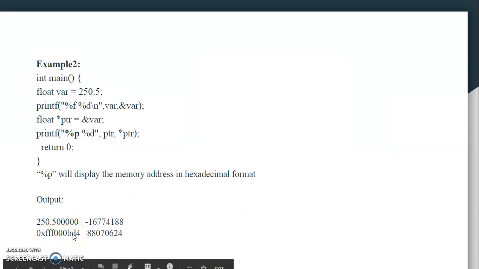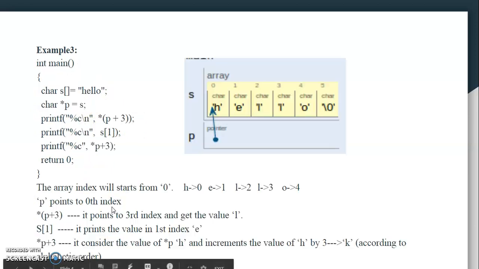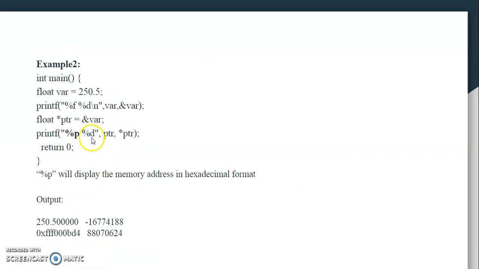Okay, and next we are printing *ptr, that is you will fetch the value at the address. Since I have given %d, it is showing some garbage value, because the value stored in var is in float data type, but I am trying to print the value in integer data type. So it is throwing some garbage value.